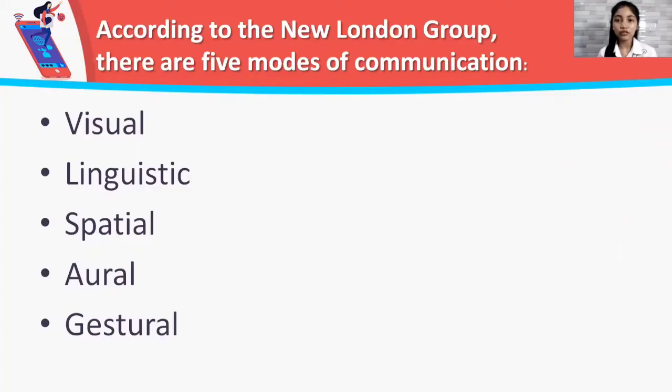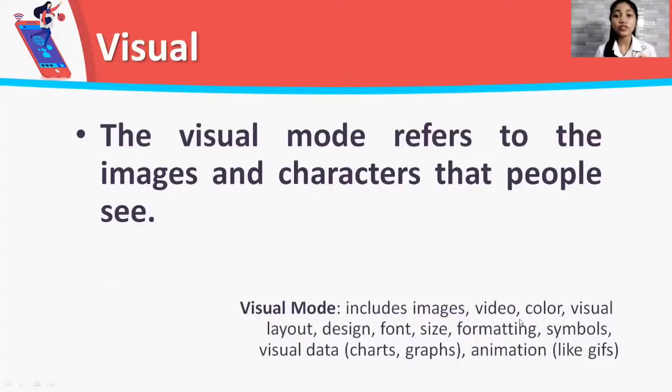According to the New London Group, there are five modes of communication. These are visual, linguistic, spatial, oral, and gestural. The first mode of communication is visual. Visual mode helps someone to communicate the message in a way that can be seen by the audience or the recipient of the message. This includes images, videos, colors, visuals, and etc.